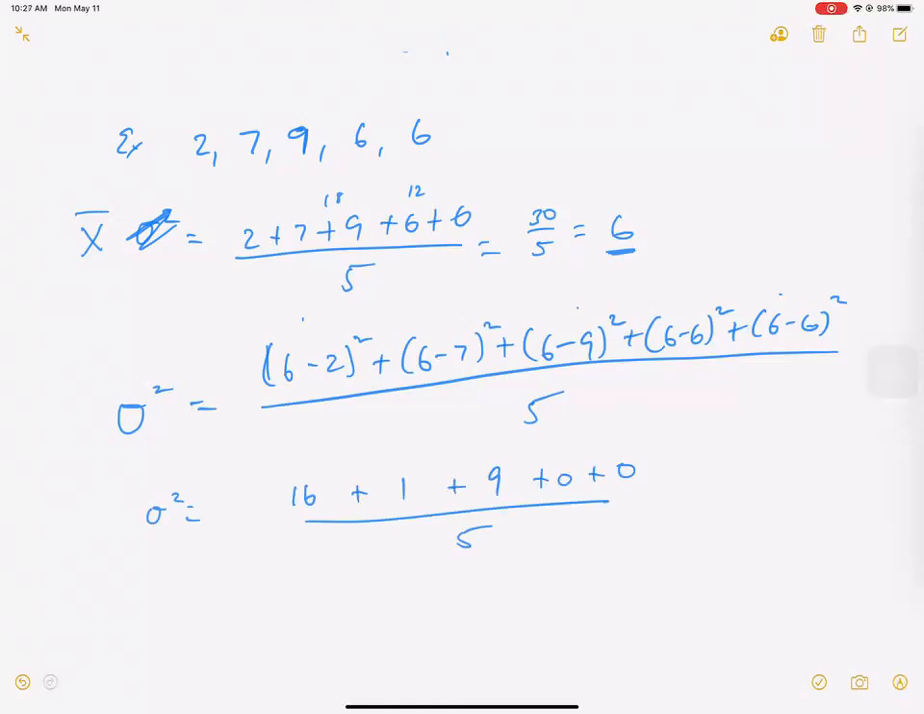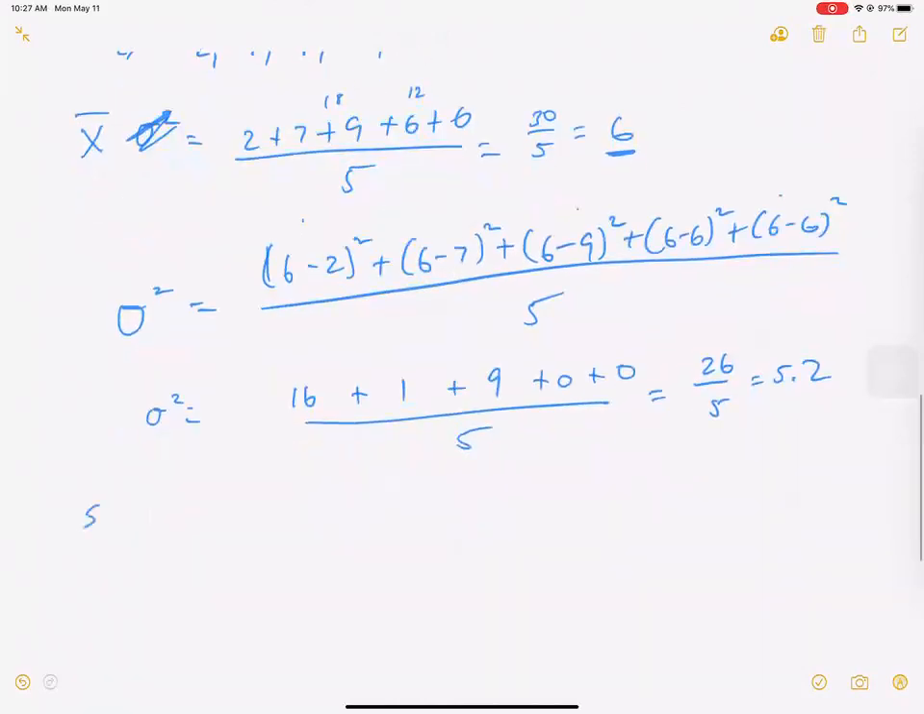Okay. We add those up. 17 plus 9 is 26. Is it 26? Yeah. And we're dividing that by 5. That gives me 5.2. 5.2 is a decimal. Oh no, that's fine.